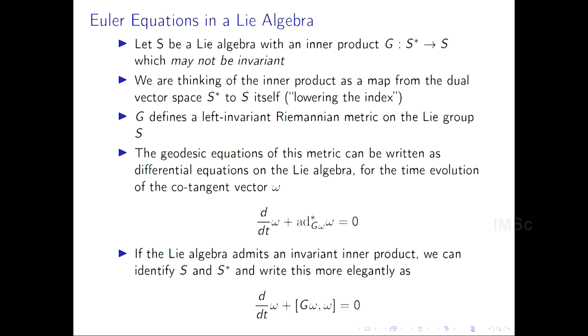Now, not all Lie algebras have invariant metrics, but if there is an invariant metric on the Lie algebra, then I can identify the algebra and its dual, and then the co-adjoint and the adjoint representations can be identified, and this equation can also be written in this way. So this is a little more elegant way to think about it.